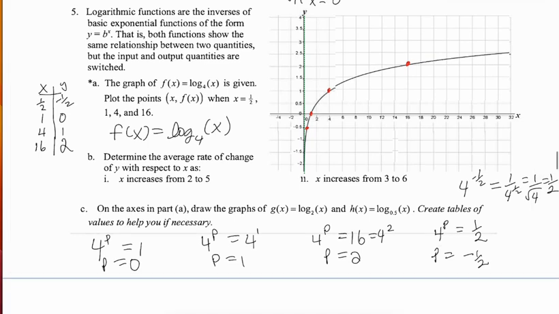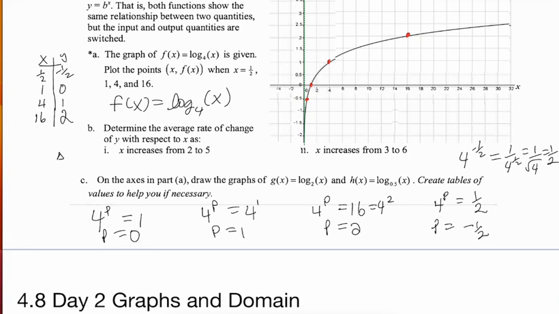Now remember, it's going to be delta y over delta x, or f of x2 minus f of x1 over x2 minus x1. So we're going to start with 5 and 2, okay? So that's f of 5 minus f of 2 over 5 minus 2. Now, 2 we could get an exact value for.